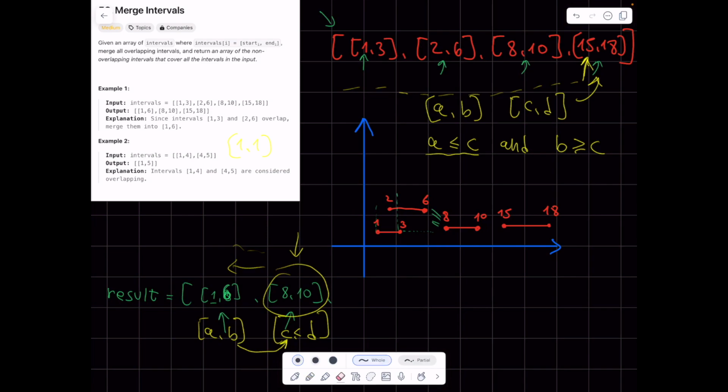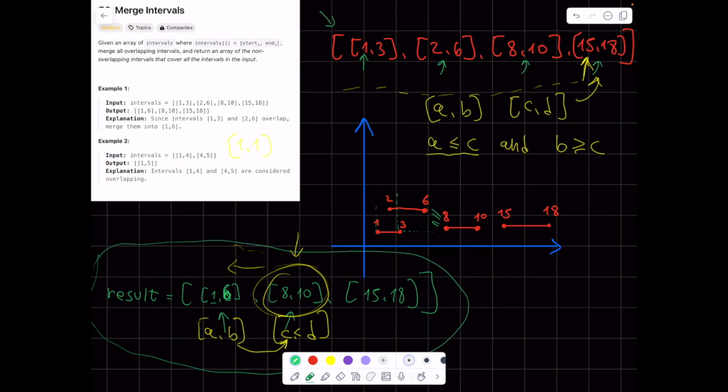So in this case, we have 15 and 18, and it's enough to look at the previous interval, in this case 8, 10. We can see that they do not overlap, so we could simply add this interval to our result, and with that we finish iterating over the array, and that is going to be our result, which is correct.